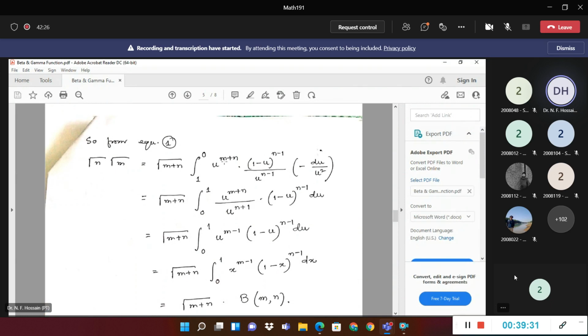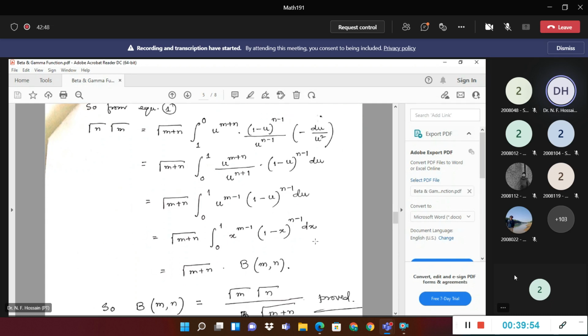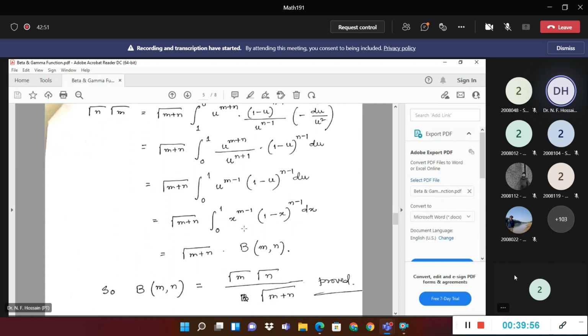0 to 1. So u to the power m plus 1 divided by u to the power n minus 1 plus 2, that means n plus 1. And here 1 minus u whole to the power n minus 1 du. Okay, now u to the power m plus 1 minus n minus 1. So ultimately it should be u to the power m minus 1. And according to the definition of beta function, you just replace u by x. It is nothing but a beta mn.